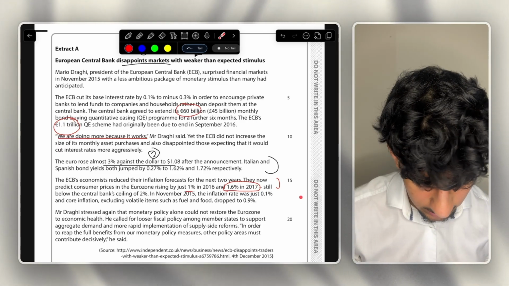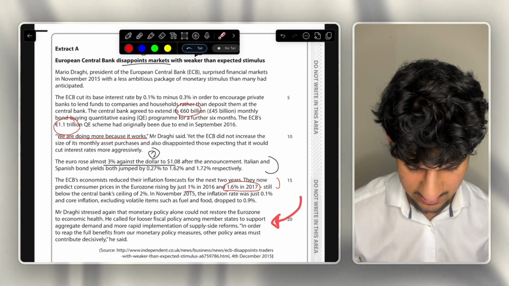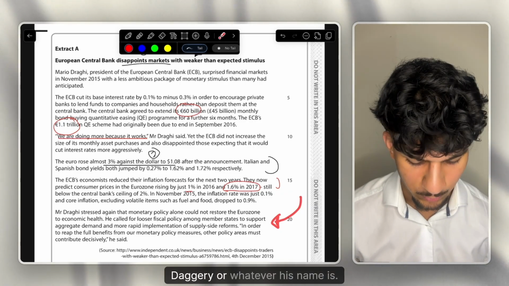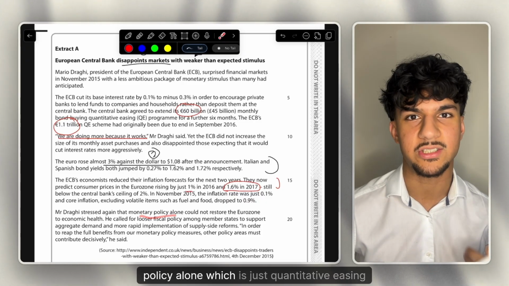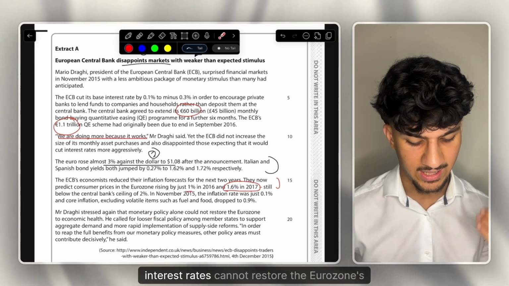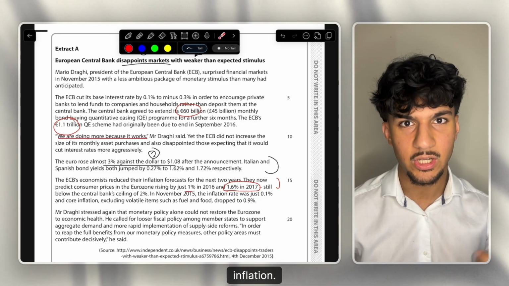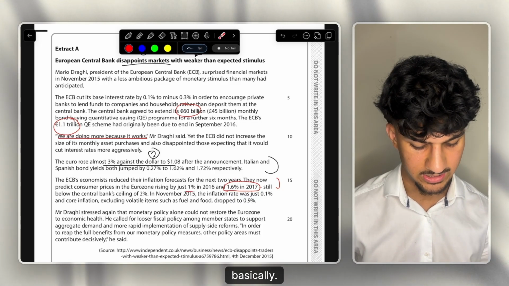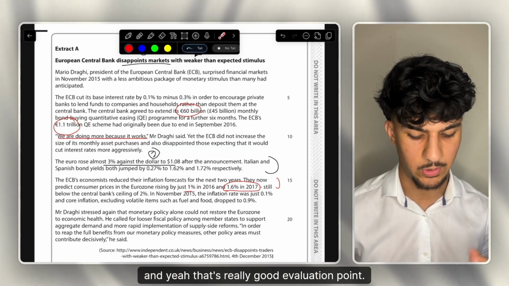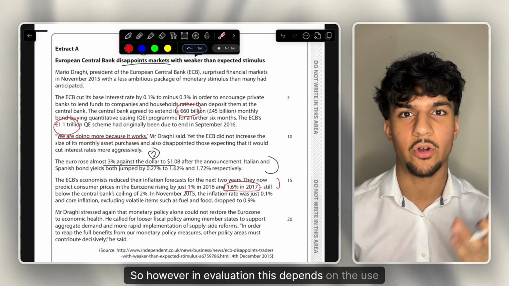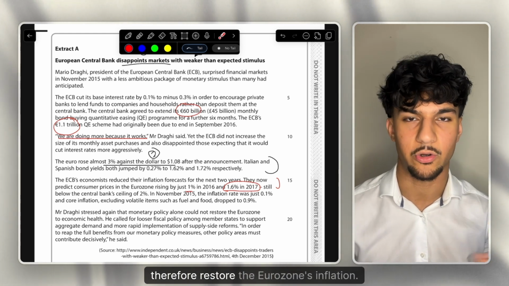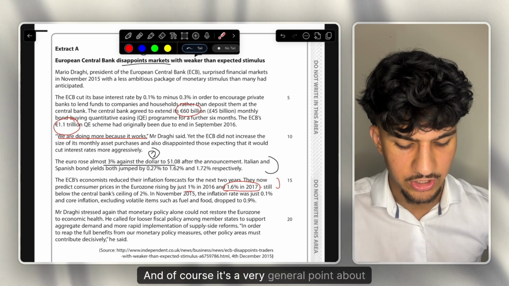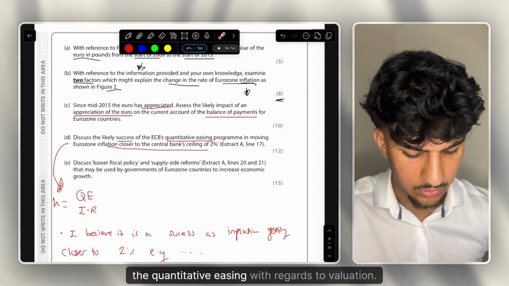And then towards the end, a great evaluation point here, Mr. Draghi, or whatever his name is, basically says that monetary policy alone, which is just quantitative easing and interest rates, cannot restore the Eurozone's inflation. We need to use other policies like fiscal policy. And yeah, that's a really good evaluation point. So however, in evaluation, this depends on the effective use of other policies to therefore restore the Eurozone's inflation.